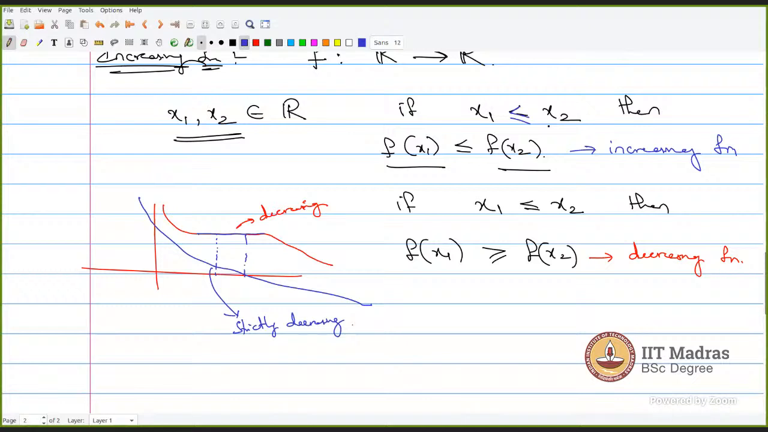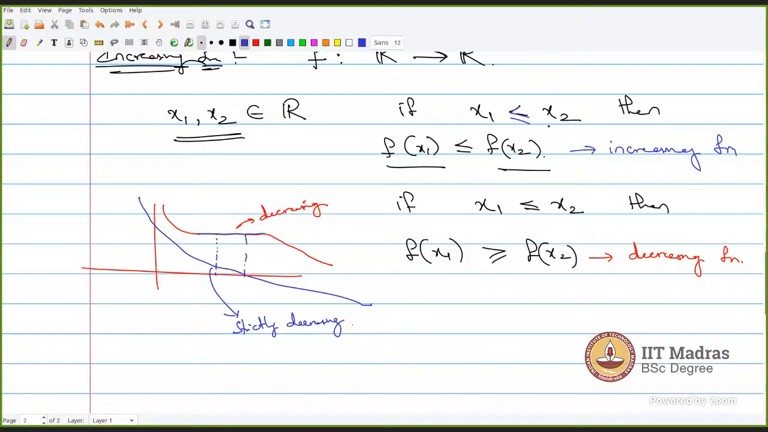It's just for uniformity, for no confusions. If there is an equal to sign, then if it is a constant function, this condition will be true. But can we say it's decreasing or increasing? A constant function is both increasing and decreasing.